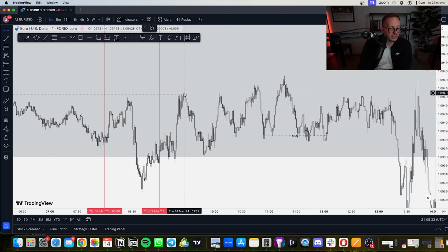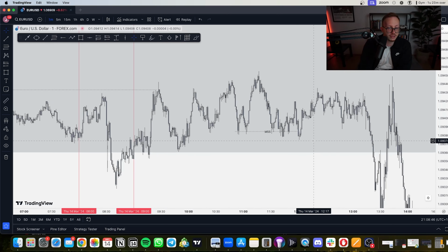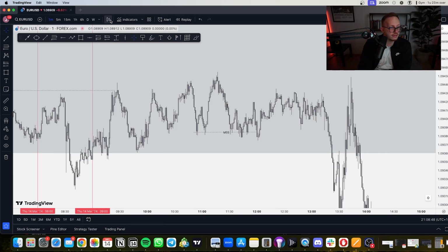And then we're going to basically search for an entry. So buy side was taken out at 9:30. Liquidity got taken out once again right here, but it doesn't matter what counts for our buy side liquidity. This is important for the market structure shift right here. And then the entry, you can take it right here on the market structure shift.